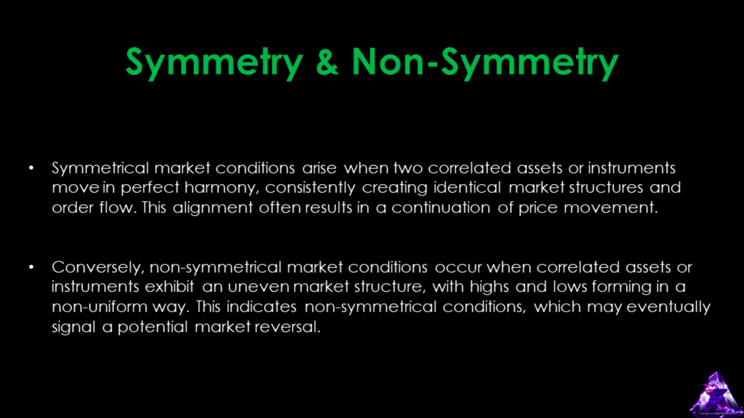A symmetrical market condition occurs when two correlated assets, markets, or instruments move in complete symmetry, meaning they consistently form market structure and order flow without any discrepancies or variations. This type of symmetry and structure leads to the continuation of price in a balanced manner because the market is moving in full symmetry without disproportionate variations or discrepancies. This is what we call symmetrical market conditions. These types of market structures are more suitable for the continuation of order flow and market structure.